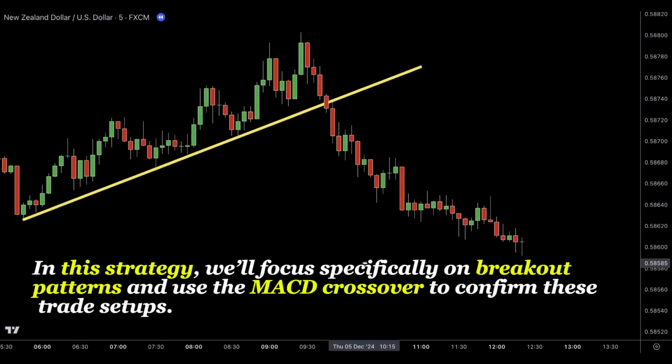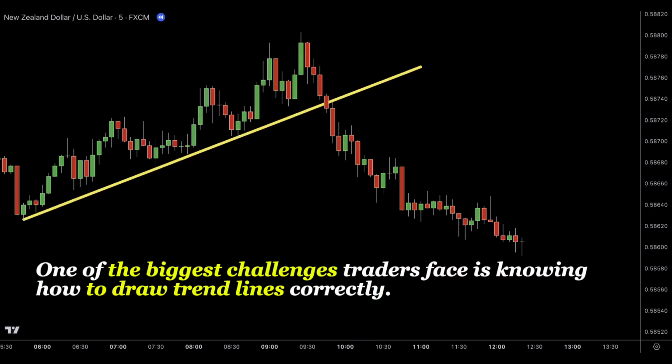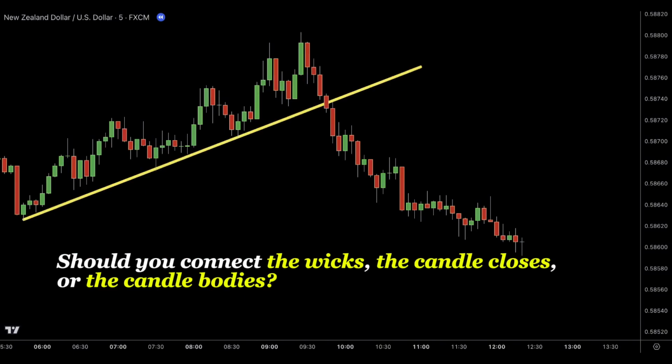In this strategy, we'll focus specifically on breakout patterns and use the MACD crossover to confirm these trade setups. One of the biggest challenges traders face is knowing how to draw trend lines correctly. Should you connect the wicks, the candle closes, or the candle bodies?